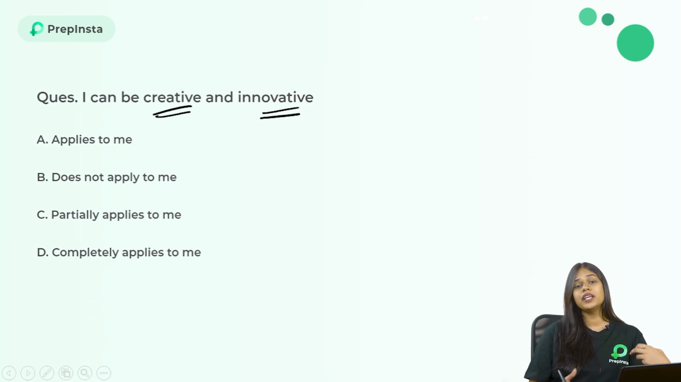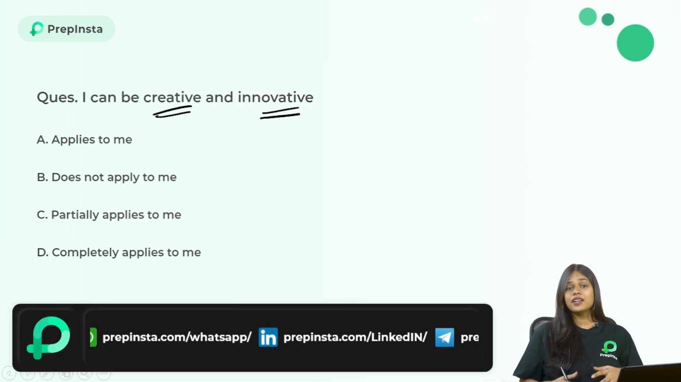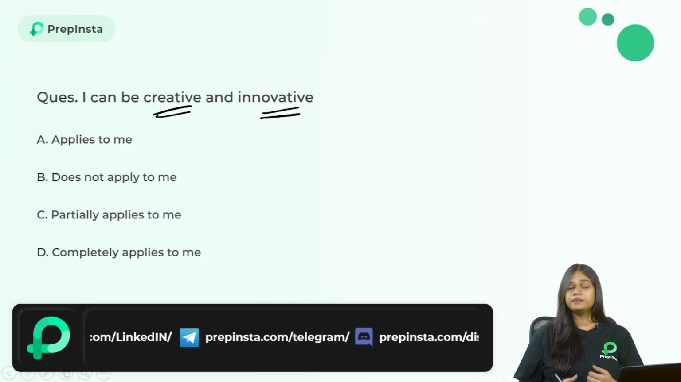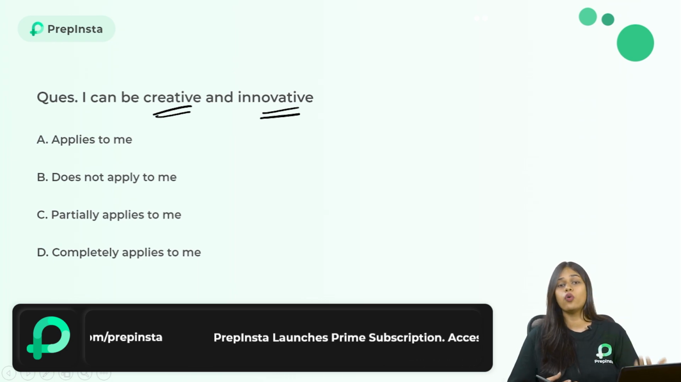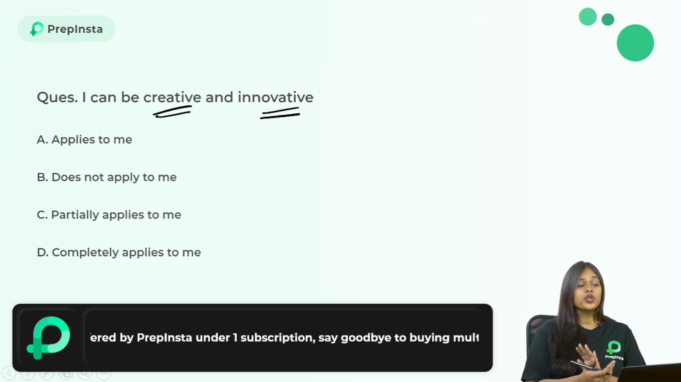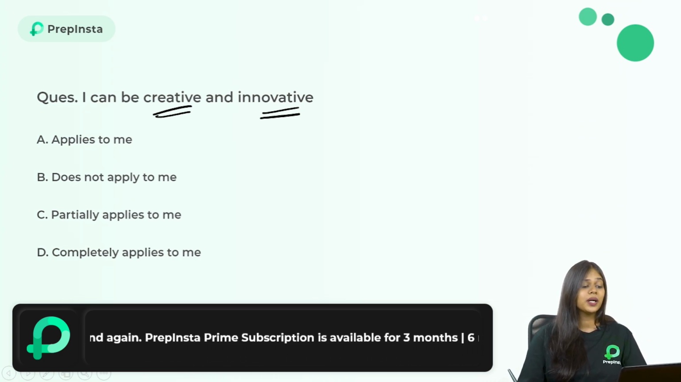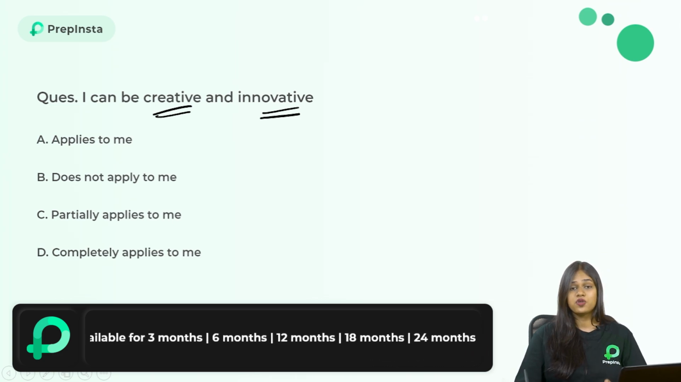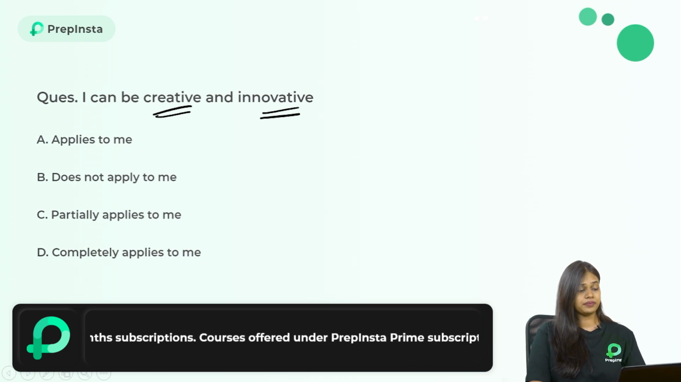Because if you're not able to bring innovations or creativity in your work, it means that you are going to feel very bored and very lethargic while working, and you're not going to help the company grow, right? You will not put any active initiatives into the work. So being creative and innovative is very, very important. So you should go with completely applies to me or applies to me. Those are the most appropriate answers for this particular question.